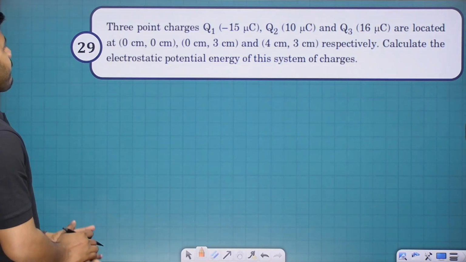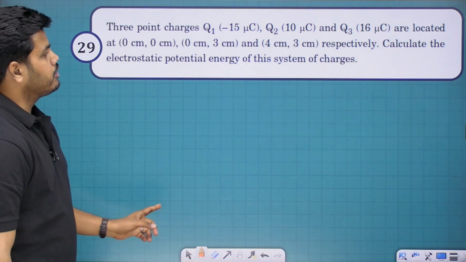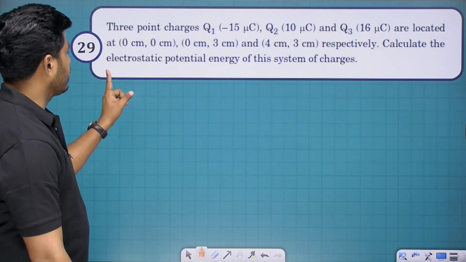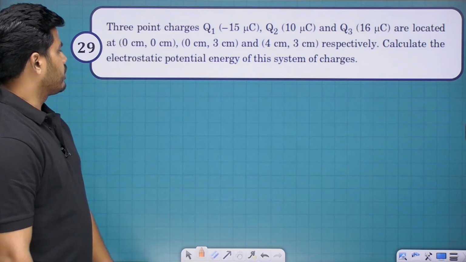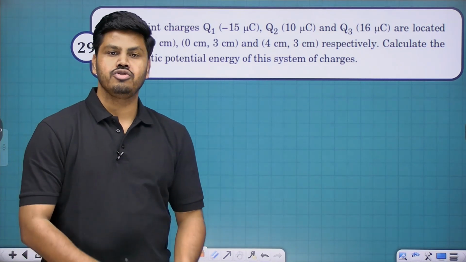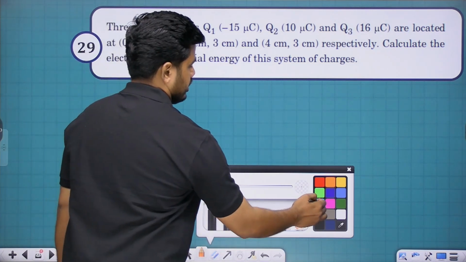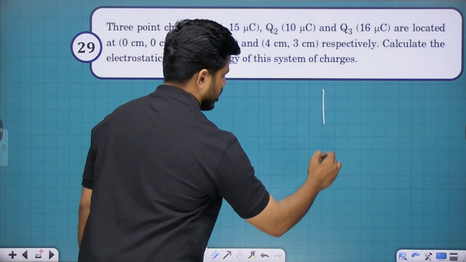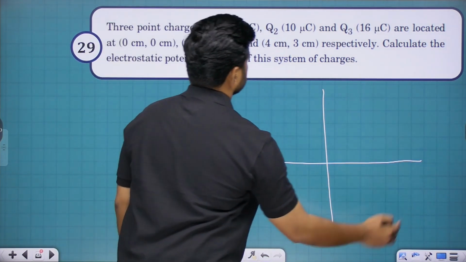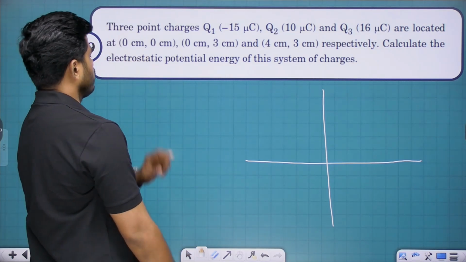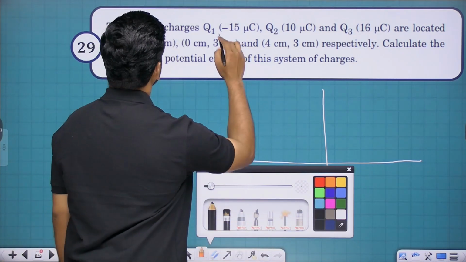Question number 29. Three point charges Q1, Q2 and Q3 are located at 3 different points given. Calculate the electrostatic potential energy of the system of charges, right? So we can just represent these charges in the coordinate points. So the first one is given at 0, 0 in the xy plane, which is Q1.